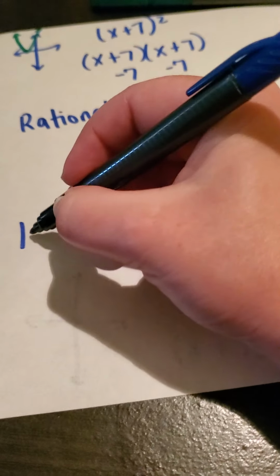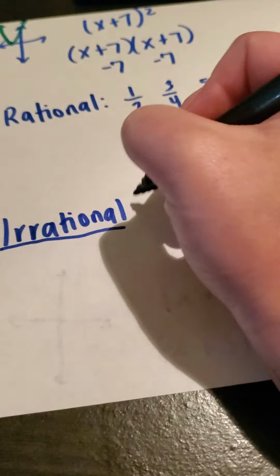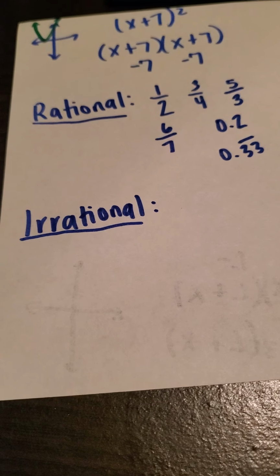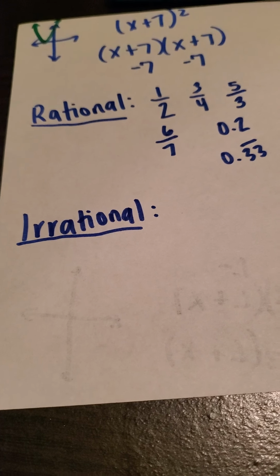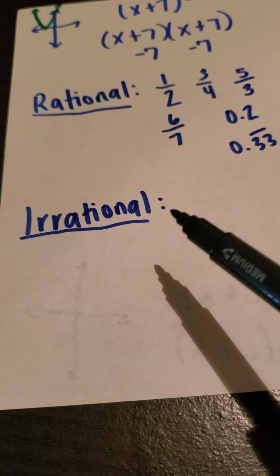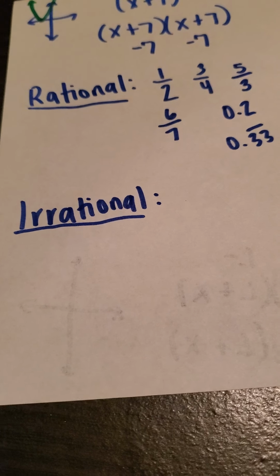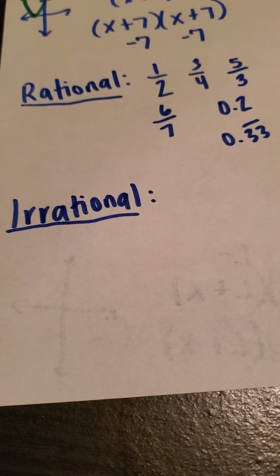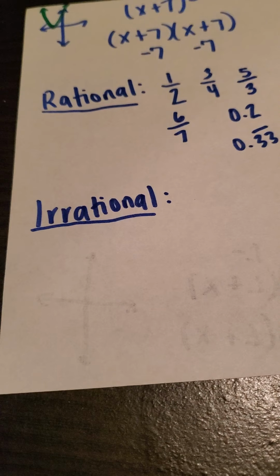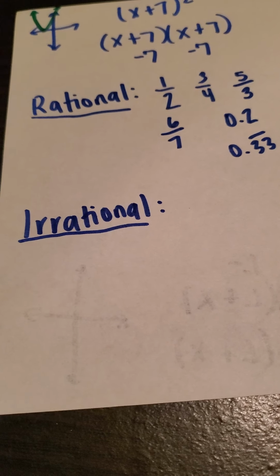The next type of zero is irrational. And that's when you get some kind of number that cannot be written as a simple fraction. Your irrational numbers can be in a fraction, but it's not a simple fraction. So it would have like a square root in the fraction, or it might have something else weird in the fraction. Irrational numbers are also long, crazy decimals.